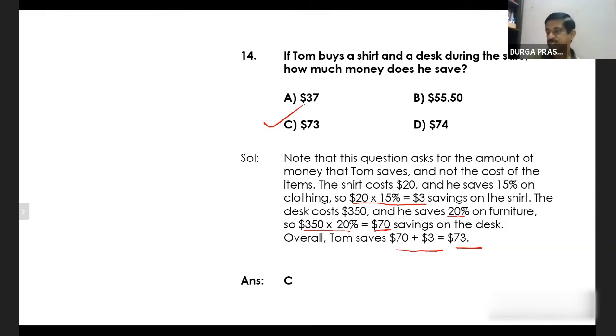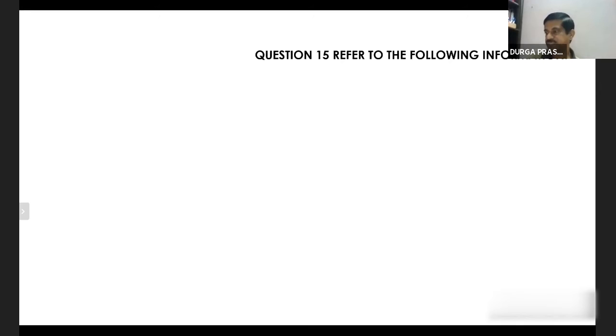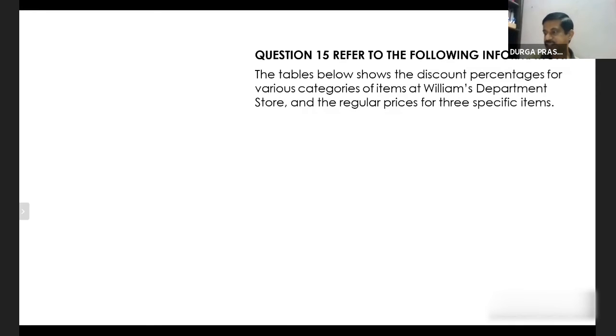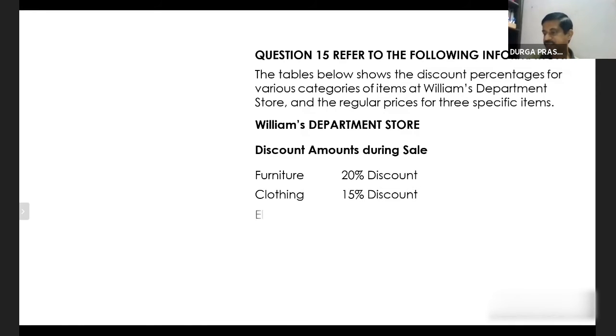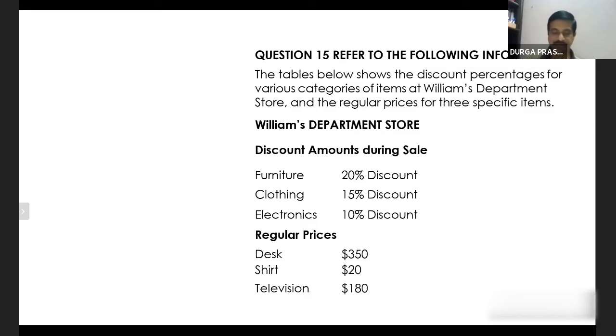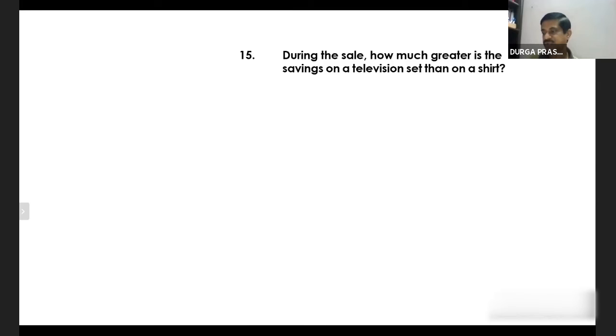Okay, let us go to the next question. Question 15 refers to the following information. It is same, so there is nothing we need to do extra. All the things we did before were the same. The only thing is we need to see the question and work out that question. During the sale, how much greater is the savings on a television set than on a shirt?